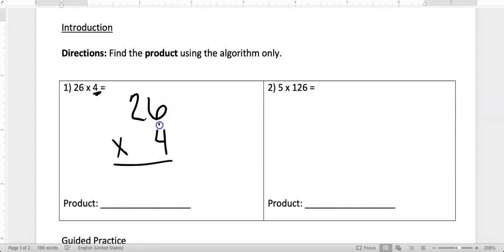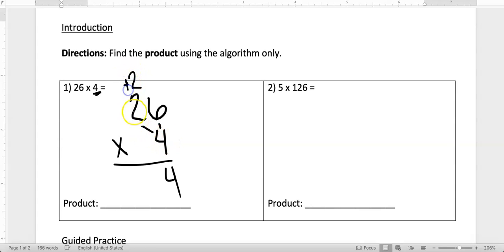Going to continue, start out in my ones place. 4 times 6 is 24. Regrouping my 2. Remember, we don't simply just write 24. We have to regroup those two tens. I'm regrouping the two tens in the tens place. Coming over with my 4, now I'm multiplying in the tens place. 4 times 2 is 8.